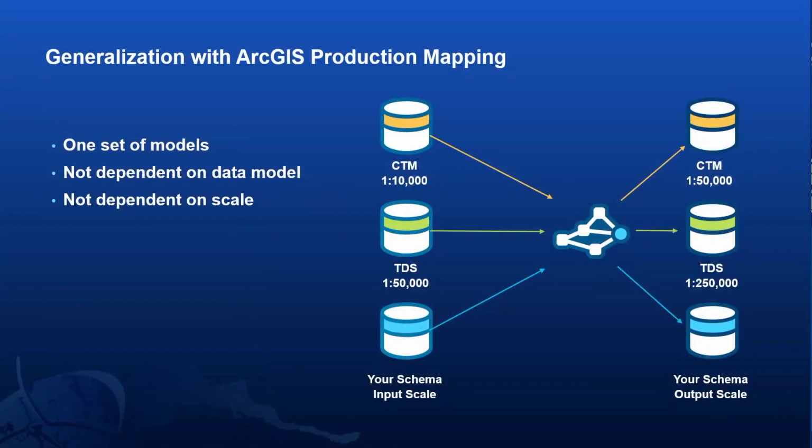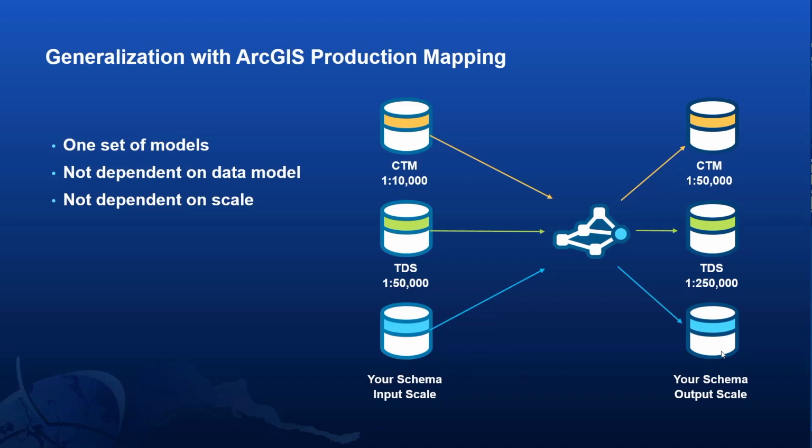So how do these models exist within production mapping? We can see we've got one set of models here in the middle, and the goal was to make sure they were not dependent on data model or scale. So not hard coding feature types or scale values into the models. We want them to be flexible. So they would work for civilian data at say 10 to 50K, as well as defense data from say 50 to 250K. And then the goal, of course, you imagine would be for you to use your own individual schema and create generalized data with your output scale.